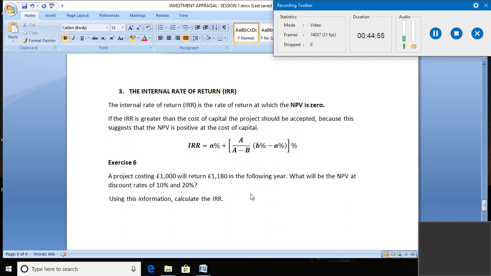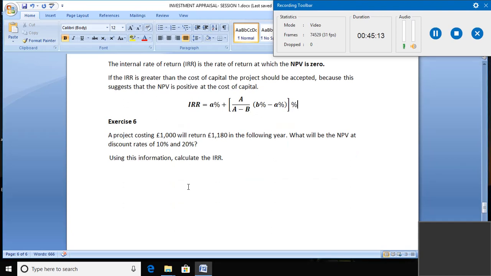So A% is that rate that gives us a positive NPV. So that positive NPV is going to be capital letter A. B percent is the rate that gives us a negative NPV. So that negative NPV is going to be the B rate. So let's look at exercise number 6. Probably we'll end with that exercise.